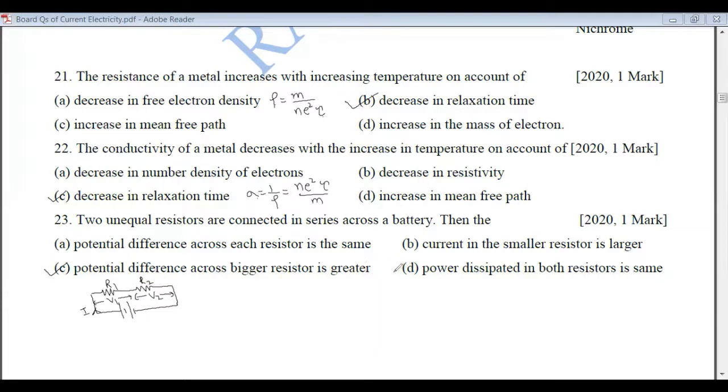The power dissipated in both the resistors is the same. No, it depends upon the resistance. So the power dissipated, I square R into T, will be different in the two resistors. So the correct option is the C one.